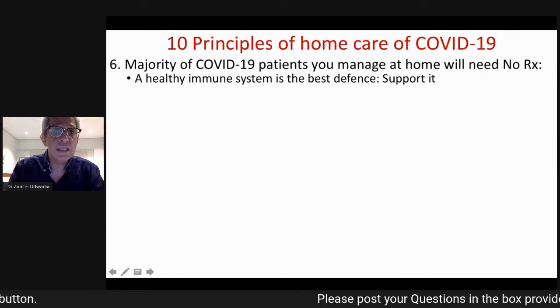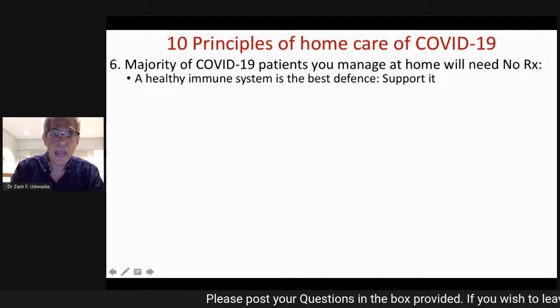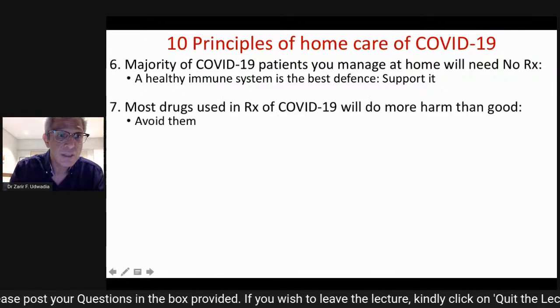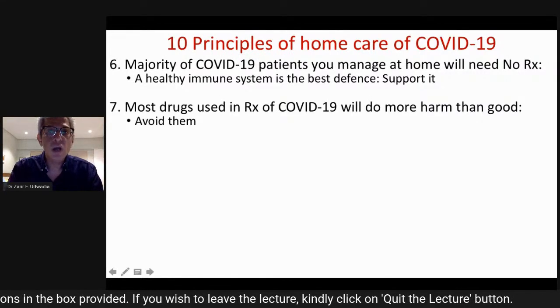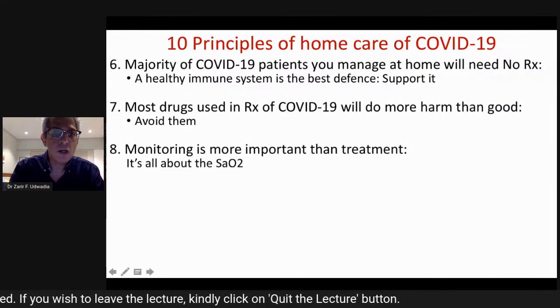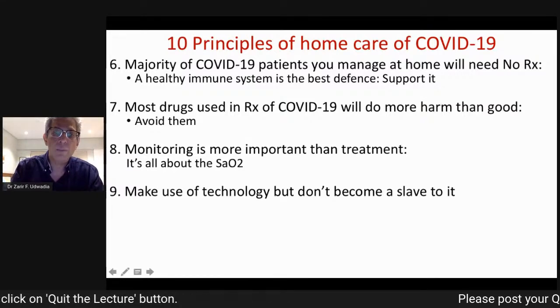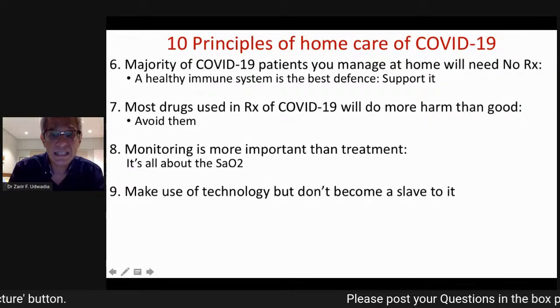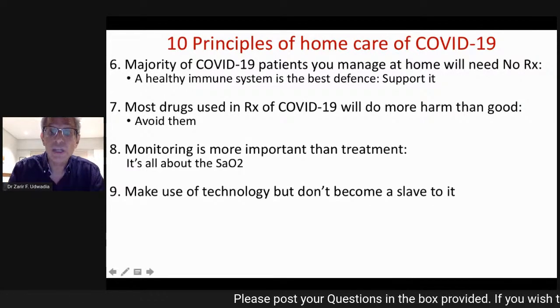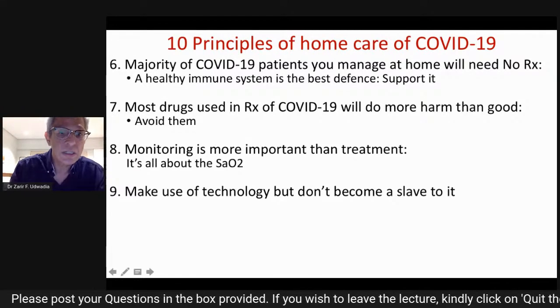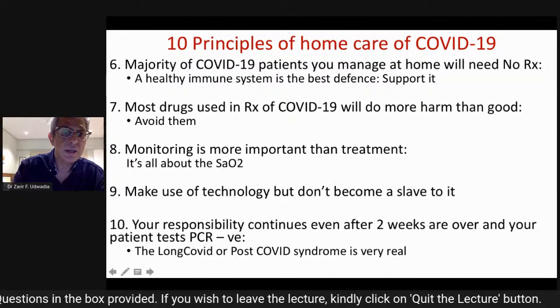The majority of these patients can be managed at home, and a healthy immune system is your best defense mechanism. Please support it. We've talked about drugs doing more harm than good. Monitoring is essential. Use of technology, as you've heard from our previous speaker, but don't become a slave to it. There will come a time when you need to actually go and examine your patient, and please don your gloves and mask and do it if that is what the situation demands.